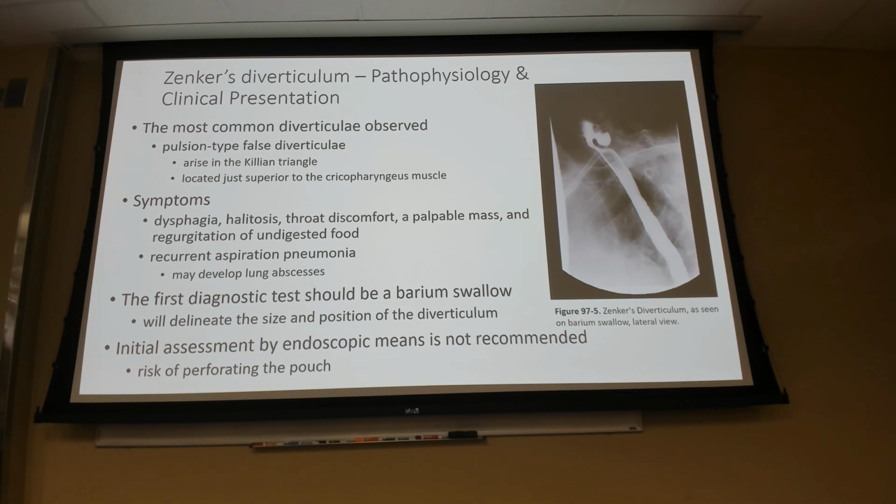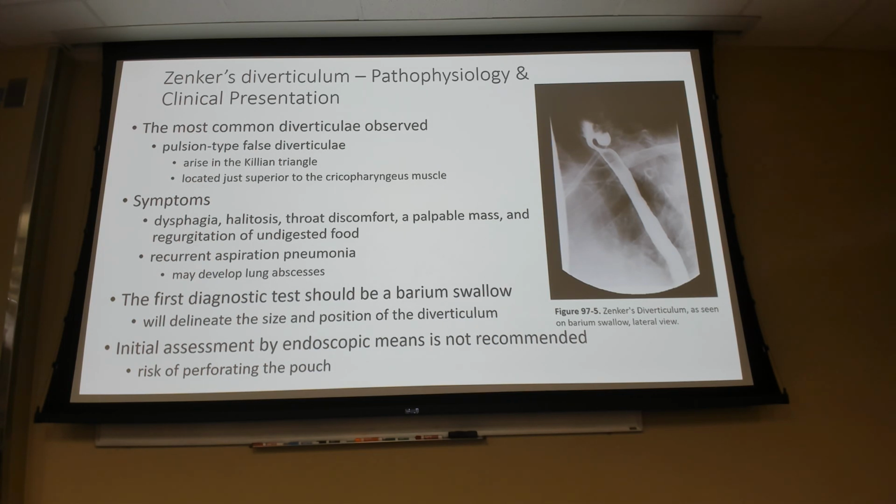But starting off, so we have Zenker's diverticulum. So this is basically just a pouch, and it's the most common diverticulum we see, and it's typically located just above the cricopharyngeus muscle, and so you get this outpouching in there. And then typically patients complain of dysphagia, they might have halitosis, some sort of throat discomfort. You might feel a palpable mass on exam. And then they sometimes complain of a lot of regurgitated food. And then sometimes you can have an aspiration pneumonia from it as well.